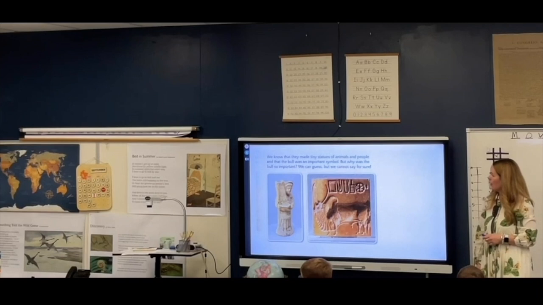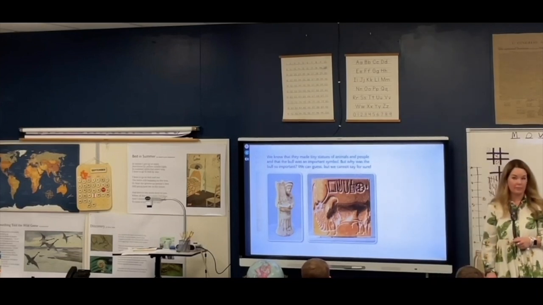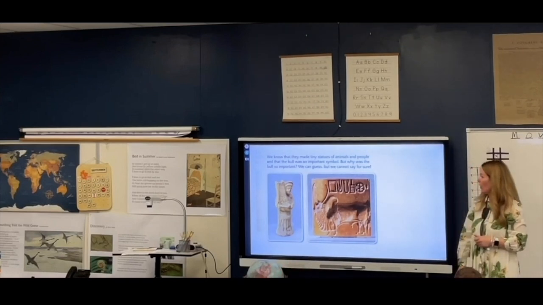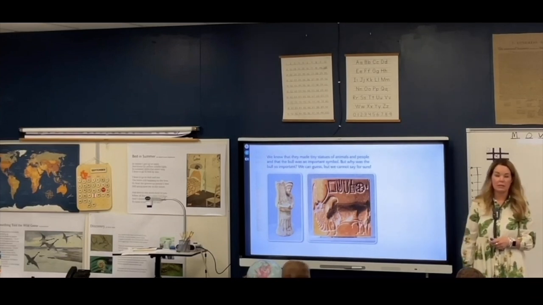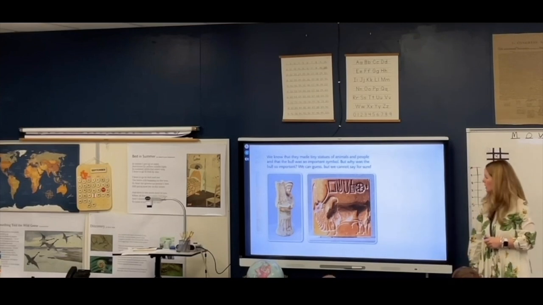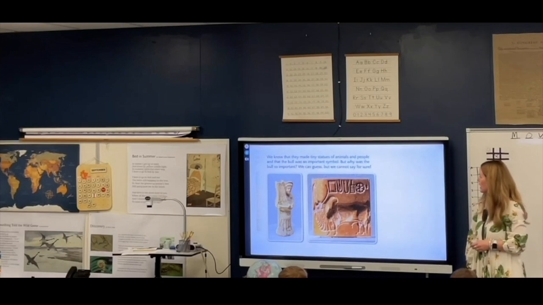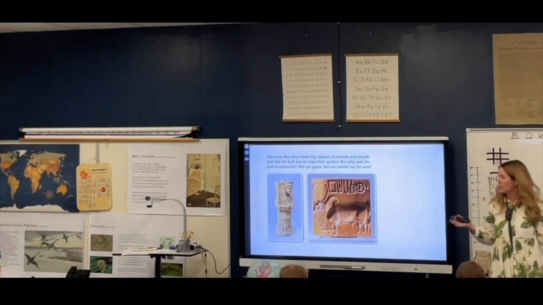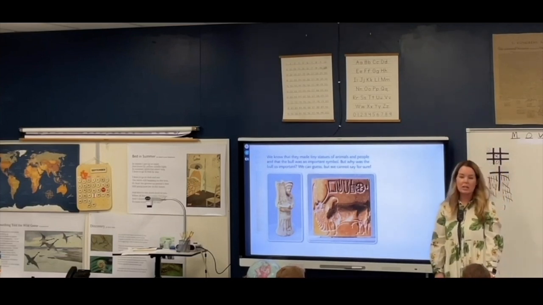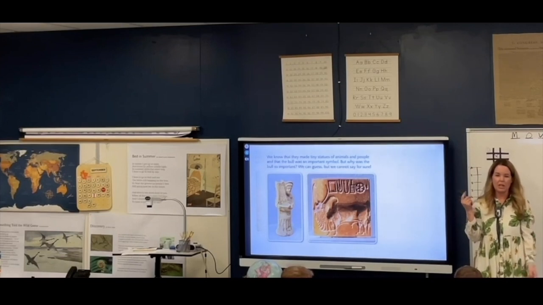Remember to fill in when I stop. We know that they made tiny statues of animals and people, and that the bull was an important symbol. What was an important symbol? The bull. The bull was what Sophie said. We called it a cow, but it's also a bull. But why was the bull so important? We can guess, but we cannot say for sure. Think about, why do you think the bull was important to the Indus people? Talk to your partner. Go.